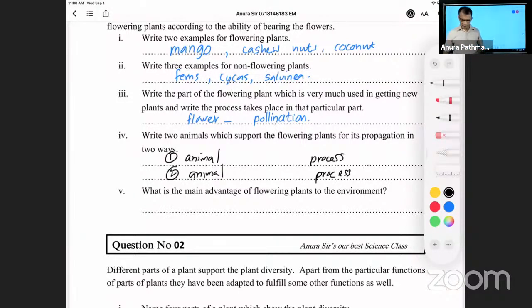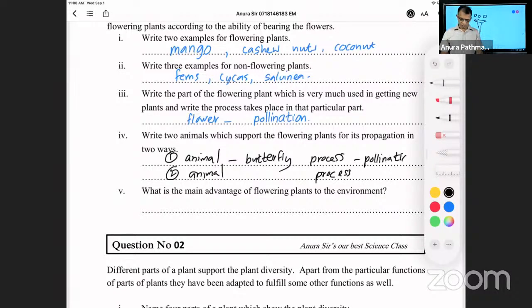What is the main advantage of... Now, I just ask what is the process for the first one? Pollination. Not germination. Pollination: dropping the pollen grains on the stigma. So the first one is an animal, I will write butterfly or insects. What is the process? Pollination.